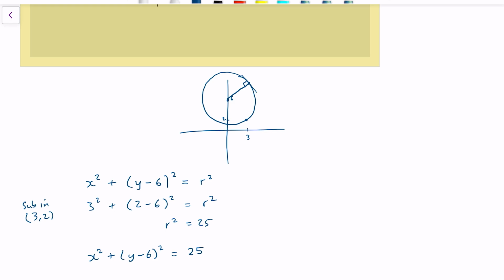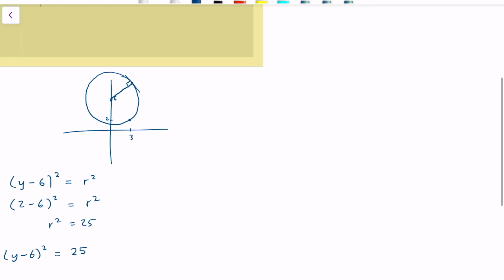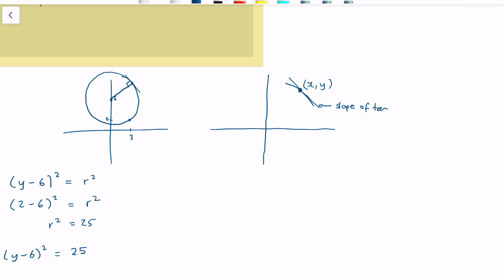Okay, so what would the differential equation look like? Well, what we essentially need to think about is some curve, I'm not going to draw it as a circle, with a point xy. xy is a general point on the curve. And at that point, the slope of the tangent is described by dy dx.